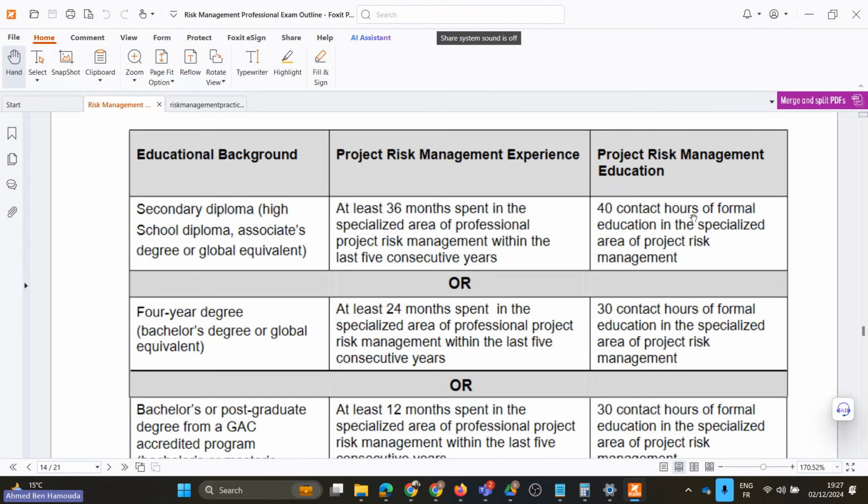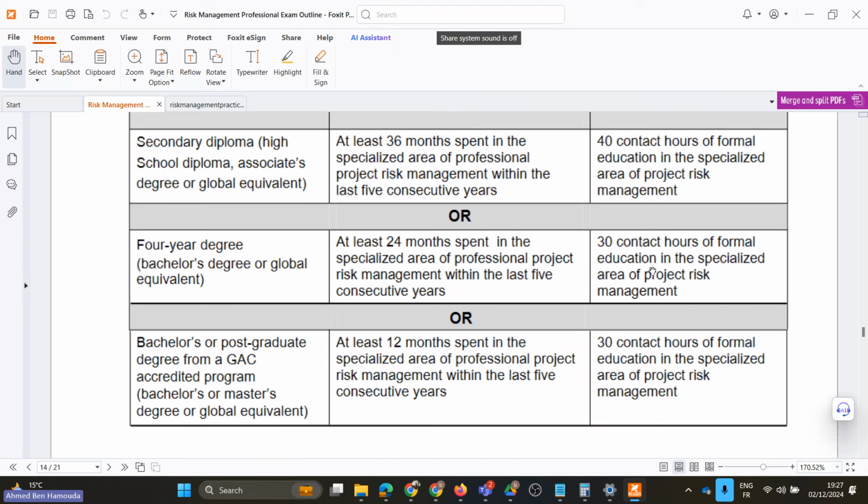Okay, and also you need to prove that you have 40 contact hours of formal education in the specialized area of project risk management. Okay, in case you have a 4-year degree, which is a bachelor's degree or global equivalent, such as, for example, a 3-year bachelor's degree in European standards, then you need to have a minimum of 24 months spent again in the project risk management. Remember, we're mainly talking about managing risks on projects, okay? And you need to prove that you have completed 30 contact hours of formal education in project risk management, okay?